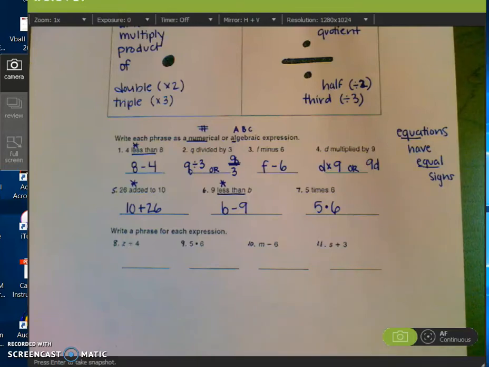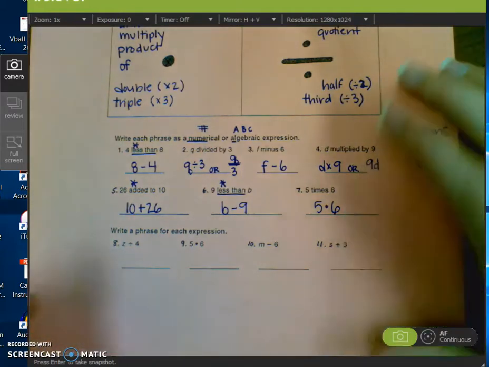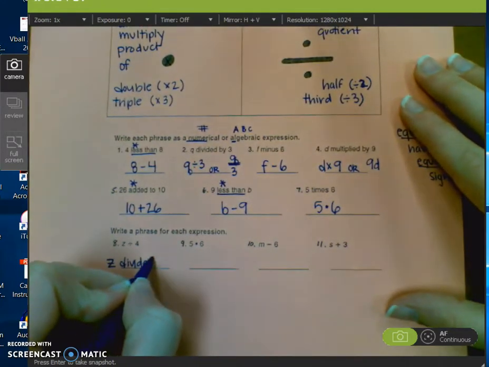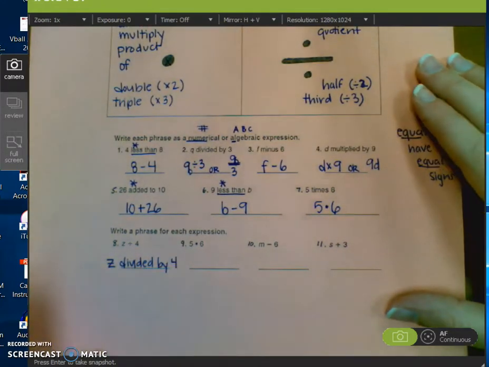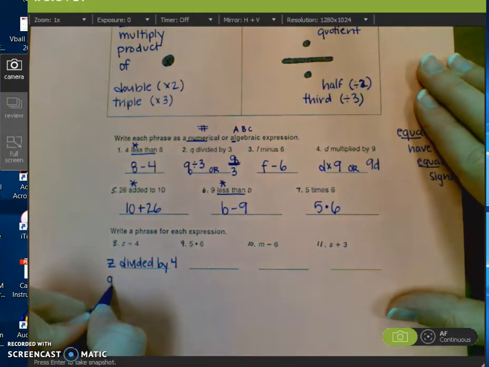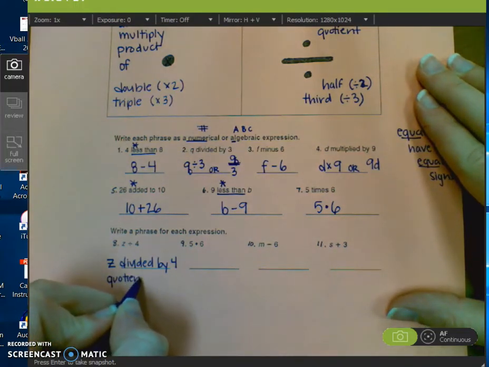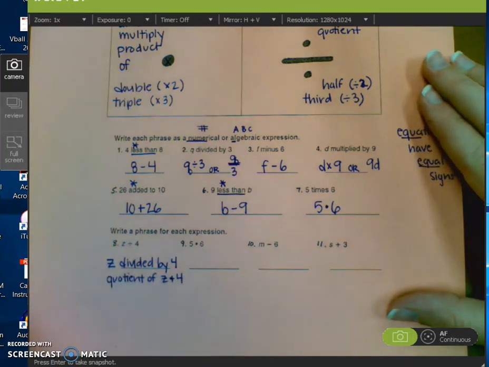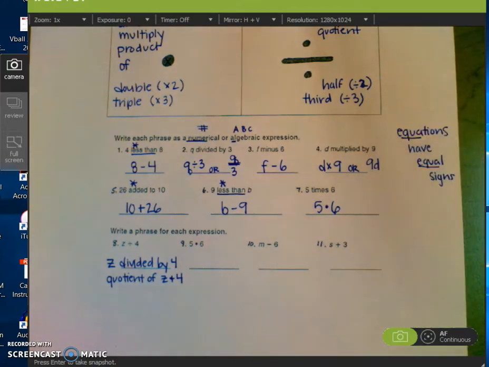Okay, so at the bottom part, we're going to write a phrase for each expression. On a test or quiz, you'll only be required to write one that you come up with. On your notes today, we're going to write a couple for each, just so that you see there's more than one right answer for these. So for example, z divided by 4, we can write just that, z divided by 4. We could also put the quotient of z and 4. So either of those work for number 8.